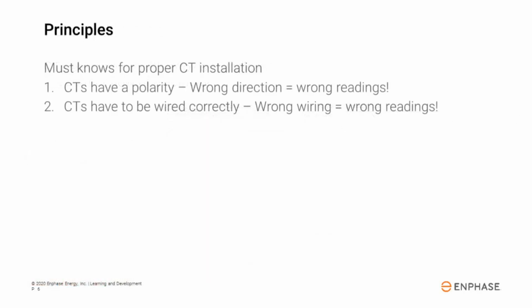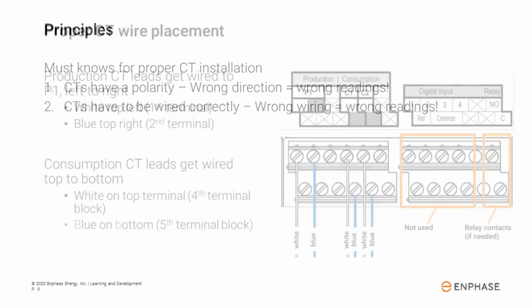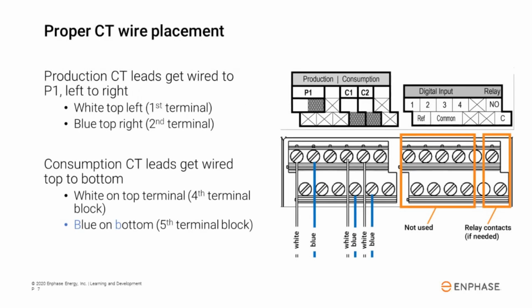The second principle that you must know to be successful is that the CT must be wired to the Envoy correctly. If you wire them incorrectly, your readings will be incorrect. If you're wiring a standalone Envoy that is not in the Enphase combiner box, you'll need to connect the production CT wires to the Envoy's terminal blocks. The Envoy has 3 sets of terminal blocks. You'll want to use the terminal block in the center.